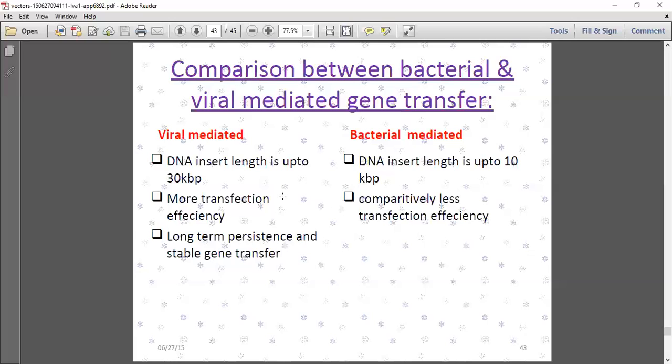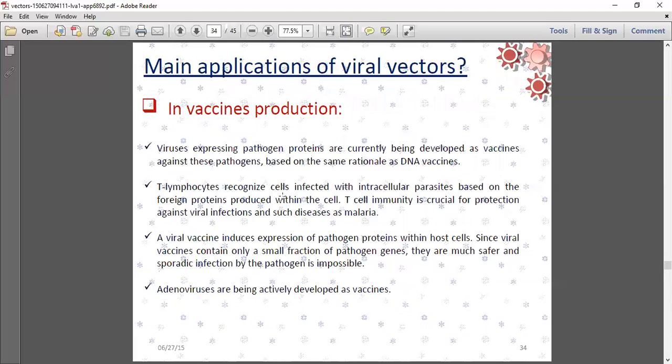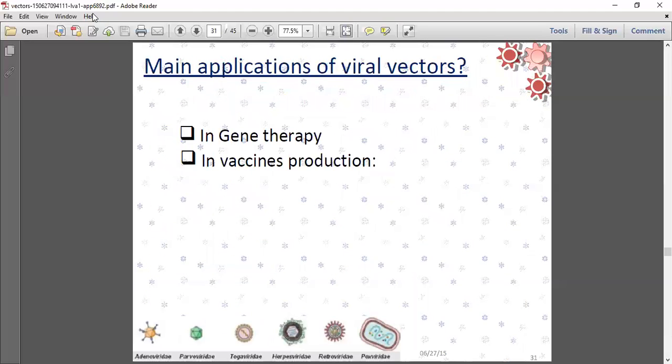Then comparison between bacterial and viral mediated gene transfer. Viral mediated DNA insert length is up to 30, while DNA insert length in bacteria is up to 10. Transcription efficiency is comparatively less when compared to virus. This is about the viral vector, which is helping as a treatment option.